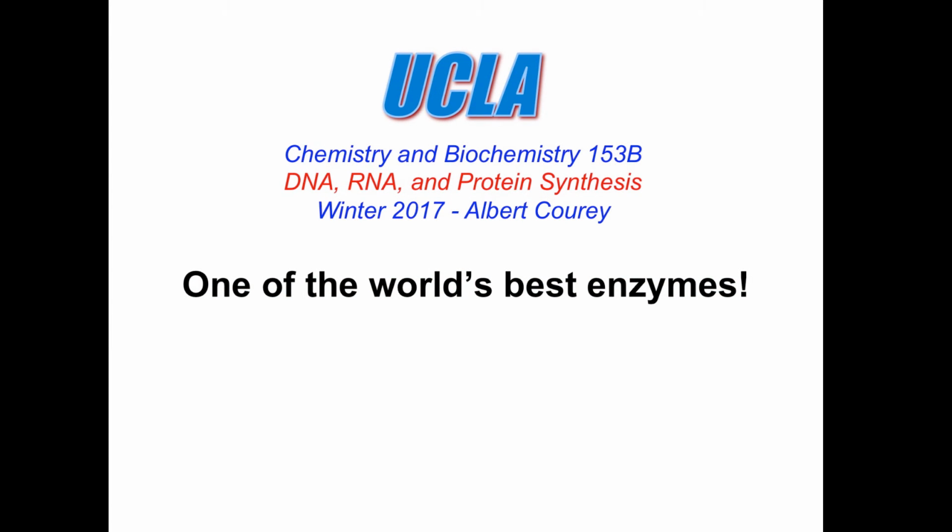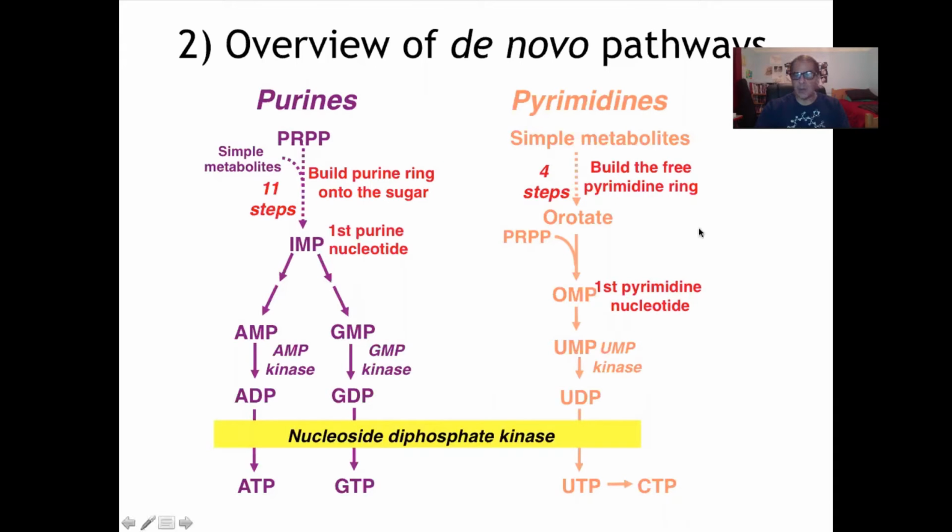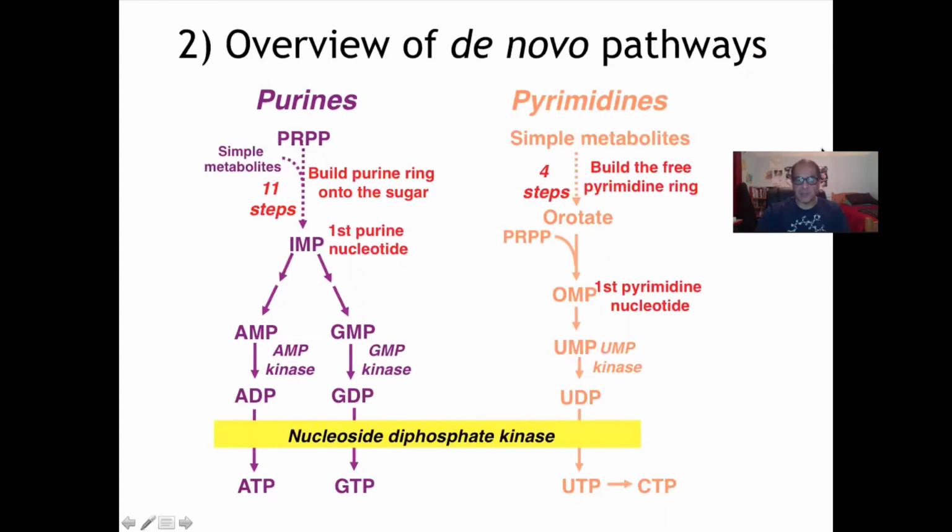Before we get to discussing one of the world's best enzymes, let's just do an overview of the de novo nucleotide biosynthetic pathways. There are two pathways, one for the synthesis of purine nucleotides such as ATP and GTP, and another for the synthesis of pyrimidine nucleotides such as UTP and CTP, and those two pathways use different strategies. The purine pathway starts out with this activated form of ribose.